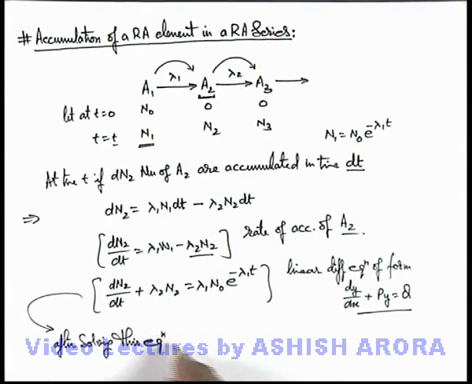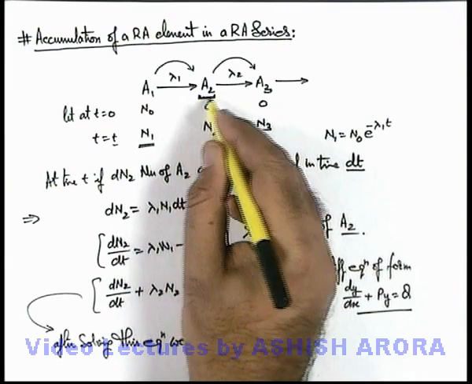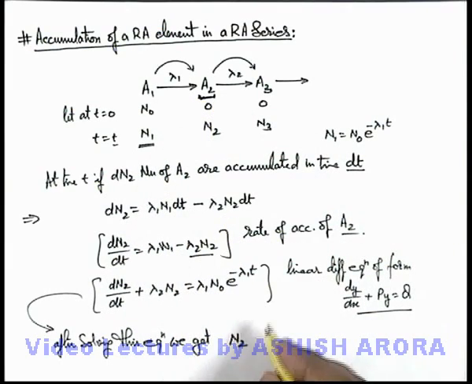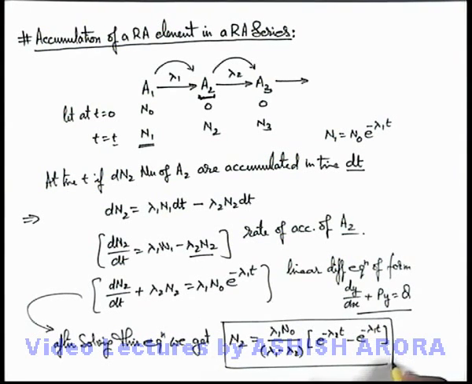this equation we get the final result of number of nuclei of A2 which are accumulated in time t. This is given as lambda 1 n0 divided by lambda 1 minus lambda 2 multiplied by e to power minus lambda 2 t minus e to power minus lambda 1 t. So I am leaving this result as an exercise for you to derive from this equation, and for this you must know how to handle a linear differential equation of this form.